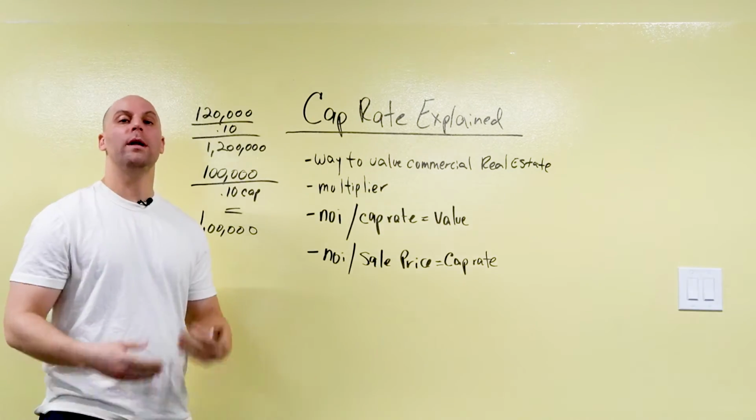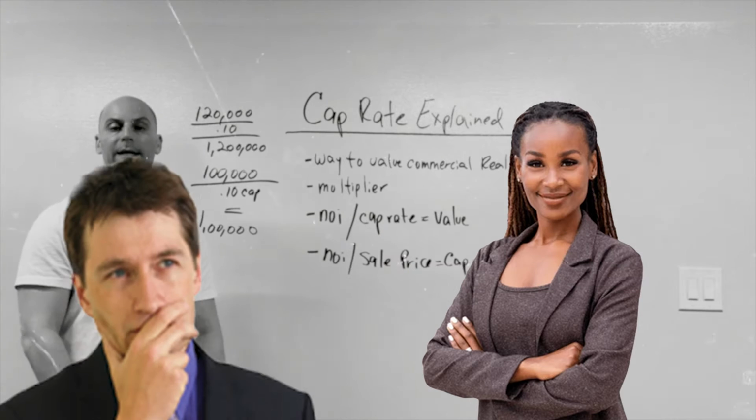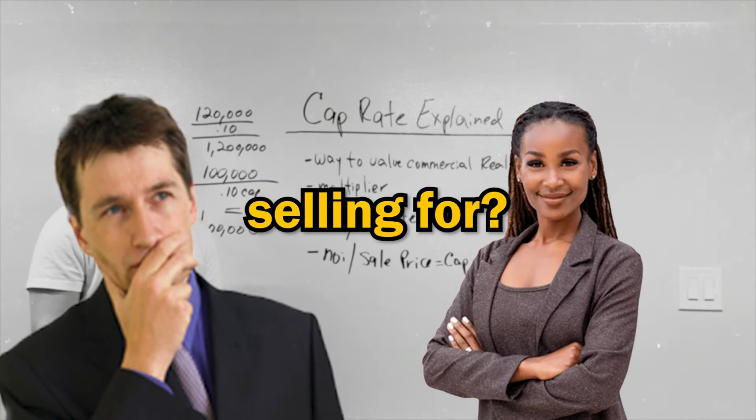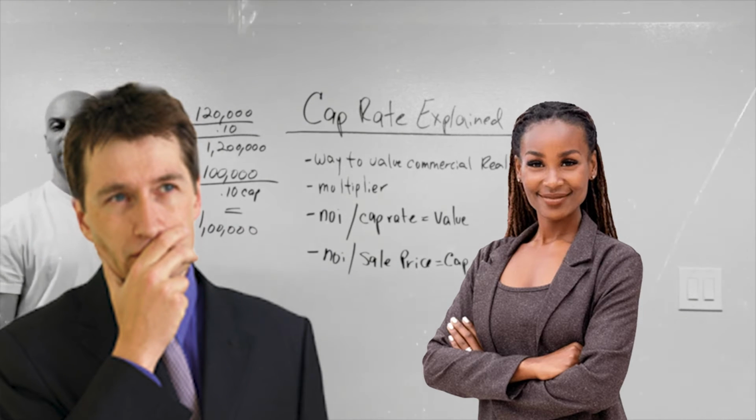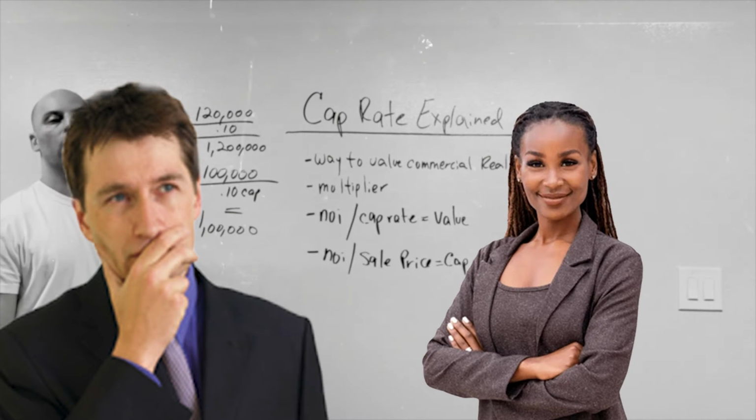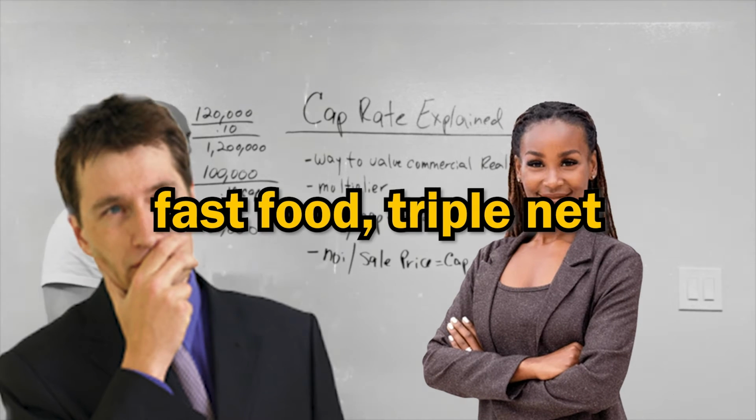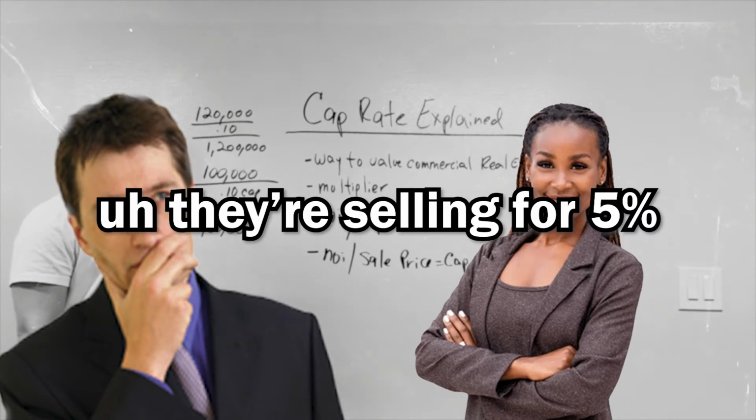You can go and speak to an informed local broker and you can ask them, what are retail strip centers selling for? What is the cap rate? And they'll give you a range. Oh, they're 7 or 7.5. Or what is standalone retail, fast food, triple net selling for? They're selling for 5 to 5.5.